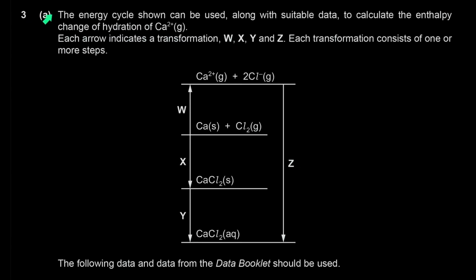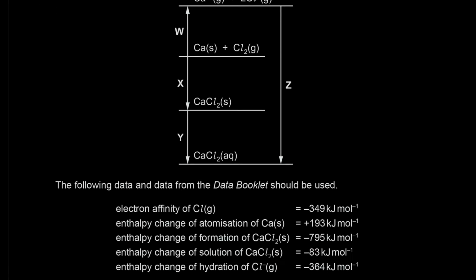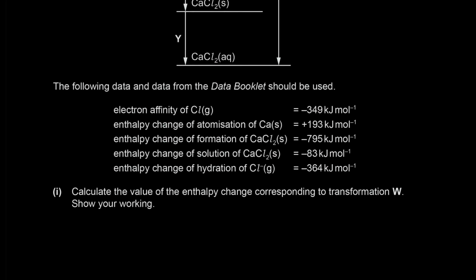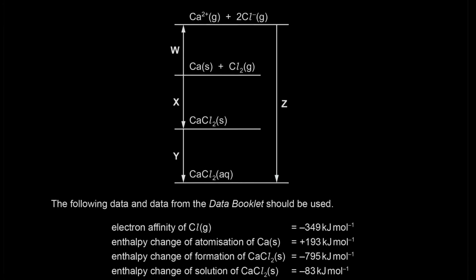Here we have question number 3. The energy cycle shown can be used along with suitable data to calculate the enthalpy change of hydration of calcium 2 plus. The enthalpy change of hydration is when we go from the gaseous ions to the aqueous ions. Each arrow indicates a transformation W, X, Y, and Z. Each transformation consists of one or more steps. The following data and data from the data booklet should be used. Calculate the value of the enthalpy change corresponding to transformation W. Show your working. So what is transformation W here?